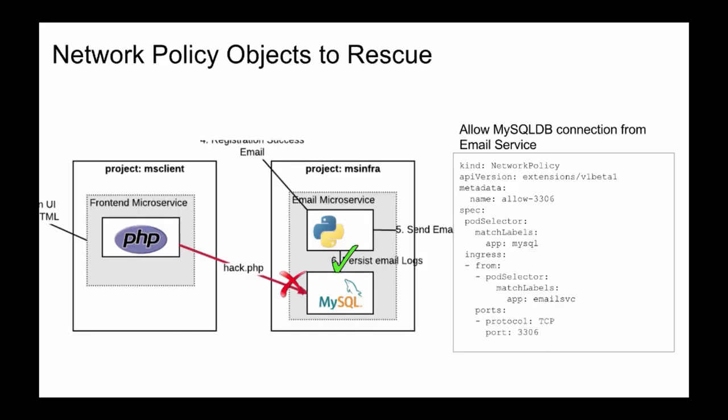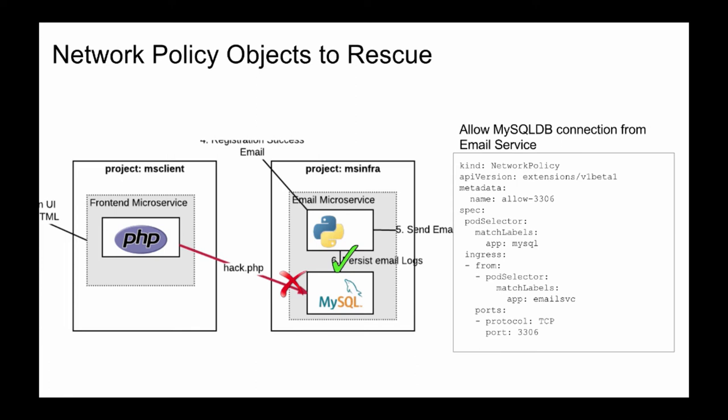So we are going to put in a network policy that defends this MySQL database from receiving any requests from anything other than the email microservice. You will define a policy, and we give you a name to the policy. Here I'm calling it allow3306. You can call it anything you want.